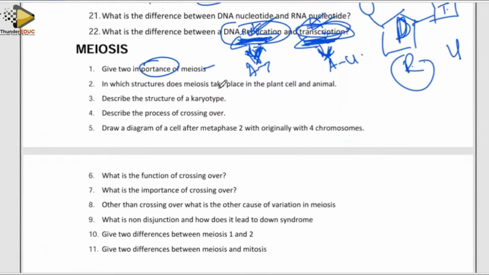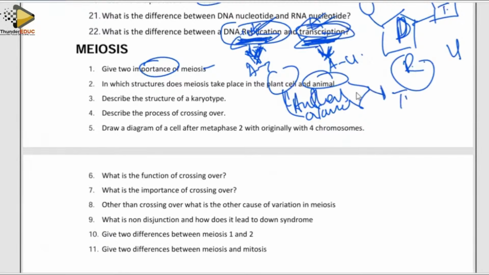In which structure does meiosis take place in the plant cell and animal cell? We say that here in the anthers, and then also in the ovaries. And in the animal cell, we have already answered it. We say that in the testis, and then the ovaries.